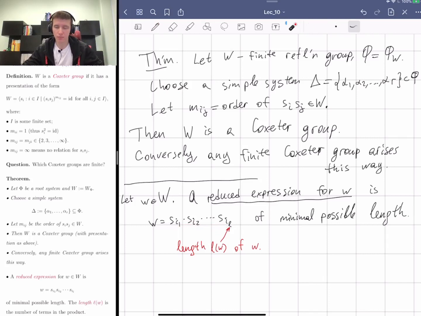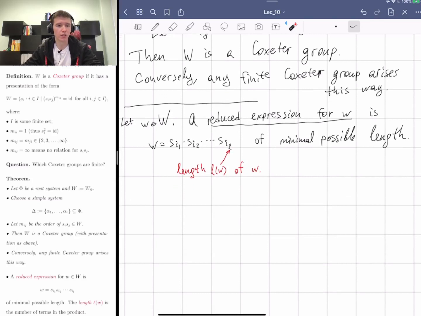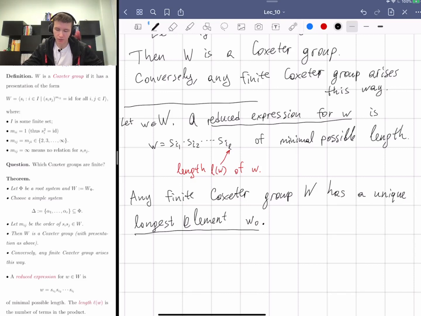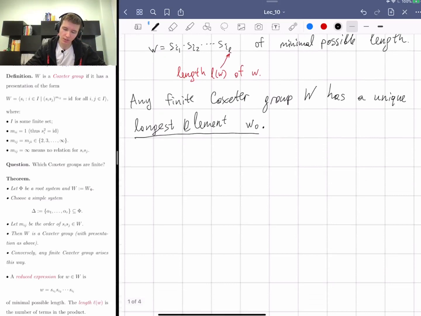And also the longest element, right? So any finite Coxeter group W has a unique longest element, which is denoted w_0. Longest element. Okay, so now it has a unique shortest element, which is the identity, and also the unique longest element, which is kind of on the opposite side.